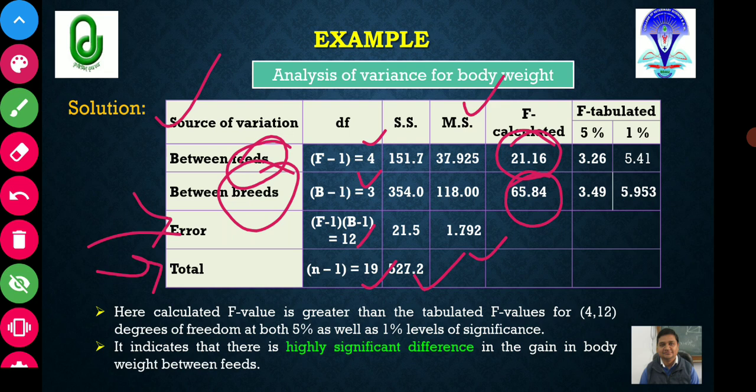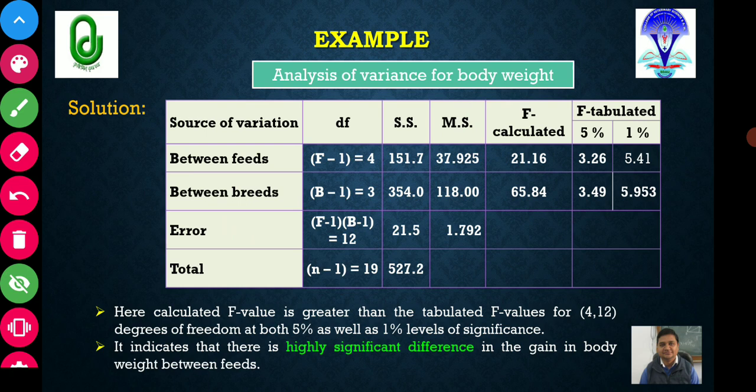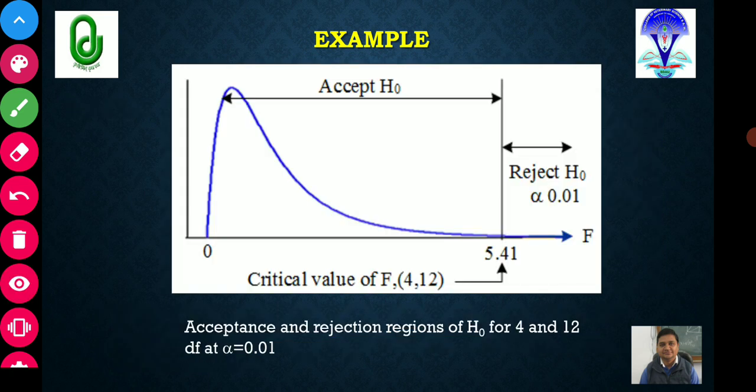Now you have to compare the F value with the tabulated value. Here, if you see, both these F calculated values are greater than the tabulated value. That means at least 2 feeds are different and at least 2 breeds are different. Now you know the feeds are not same, breeds are not same. So what do you have to do? You have to calculate the critical difference, the CD value. Then you will know which feeds are different and which breeds are different.